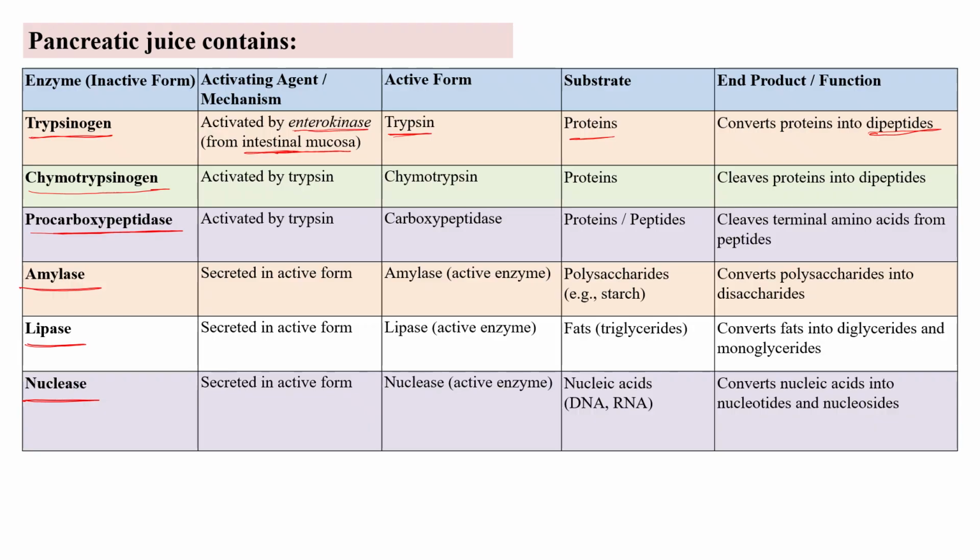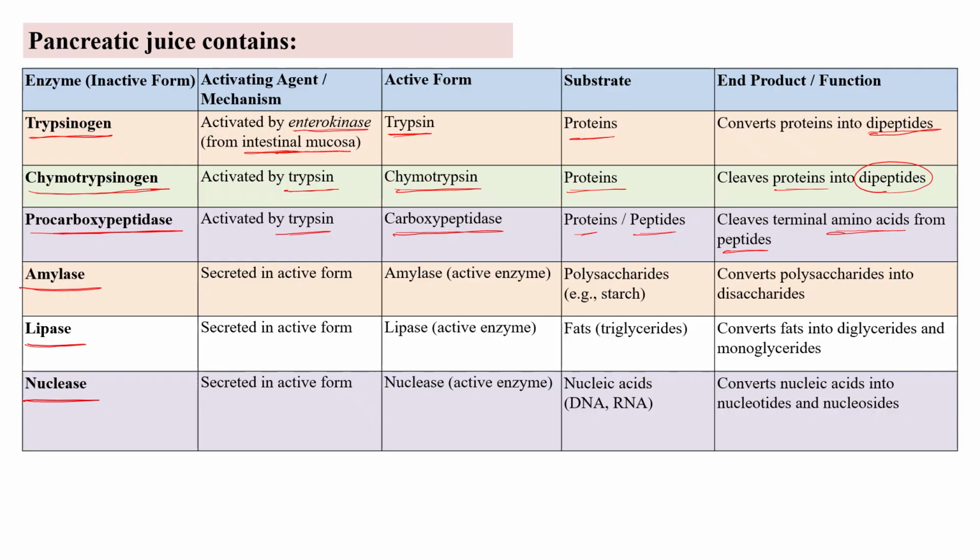Then comes chymotrypsinogen. This is the inactive form of the enzyme, which is activated by trypsin to chymotrypsin, and it acts on proteins and breaks down protein into dipeptides. Now procarboxypeptidases, it is activated by trypsin into carboxypeptidase, which is the active form, and it acts on proteins and peptides and cleaves the terminal amino acids from the peptides.